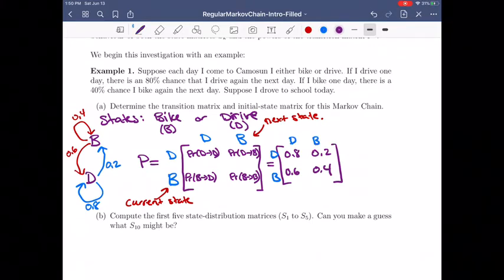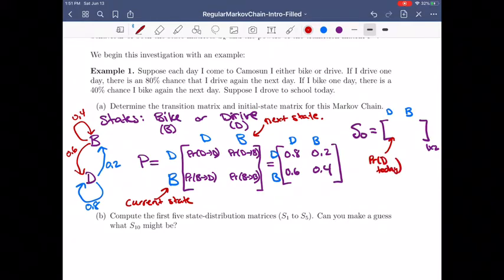Then they also wanted our initial state matrix, so that's our S0. It's a 1 by 2 because we only have two states, and we have to keep the same order, so it's D and then B. This first entry is the probability D today, on day 1. It told me that I drove to school, so the probability I drove to school is 1. It's a certain event, which means I definitely did not bike. So the probability that I bike to school is 0.